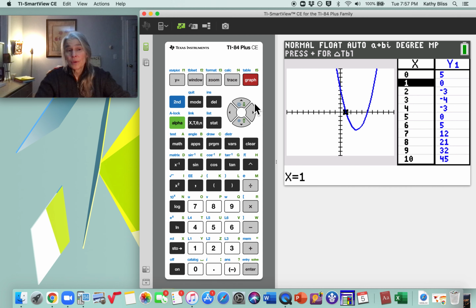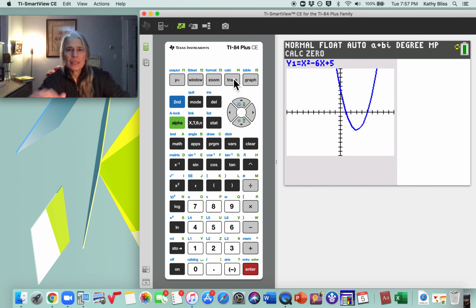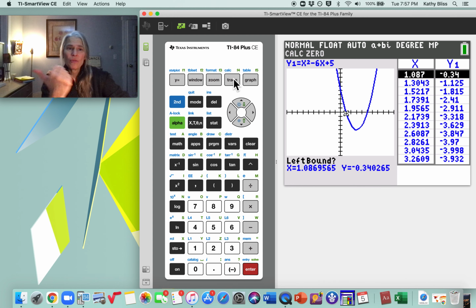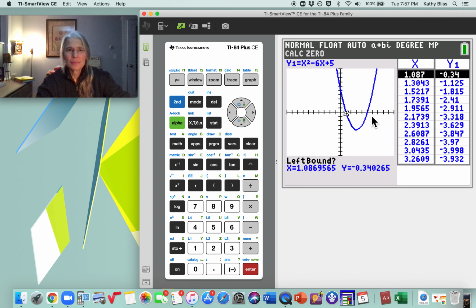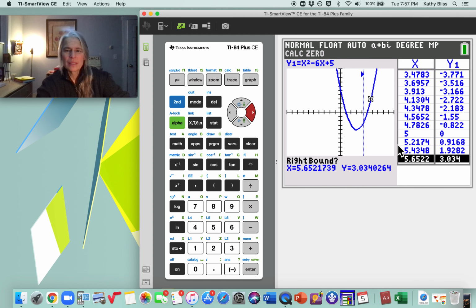If you want to try it on your own, you can pause the video. Otherwise, we'll do it together. It's second calculate, and you want to find the zero value. Now we're going over to this other intercept, and I just realized I have to do the opposite when I'm pointing. So we go to the left, which this time is just below it. We hit enter, and now we go to the right of it, because it's asking me for the right bound.